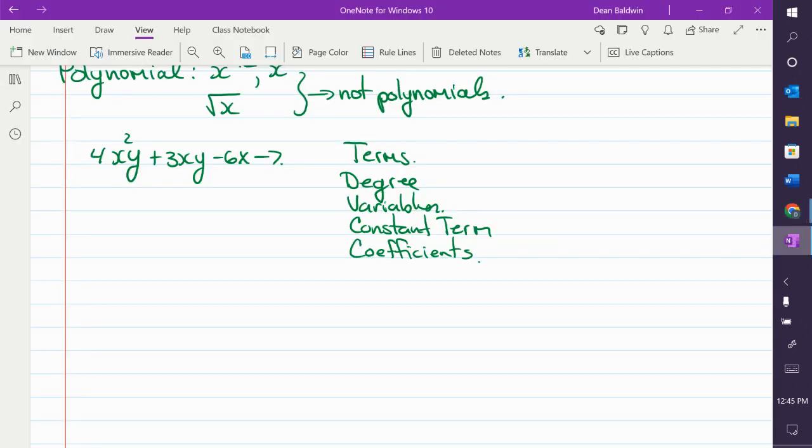So how many terms? What are the terms there? Okay, let's start with the variables. What are the variables? X and Y. X and Y are the variables. Okay, what is the constant term?